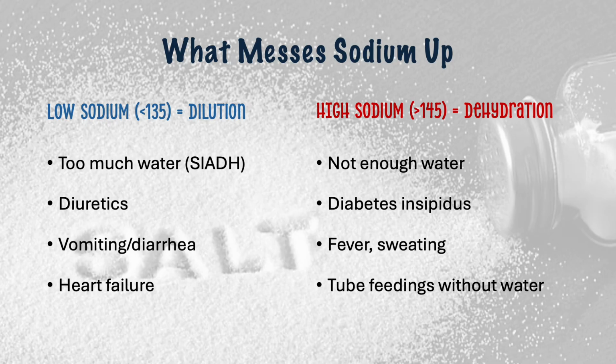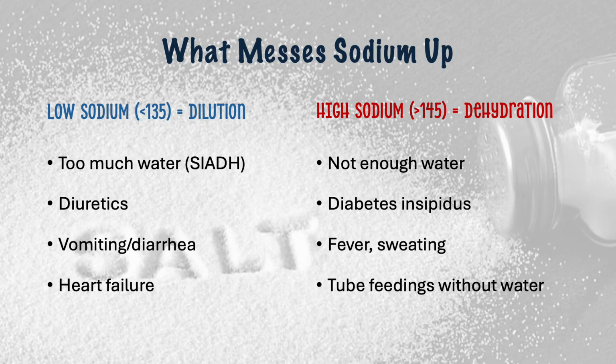For low sodium, we call this hyponatremia. This is when sodium levels are less than 135. The body is usually diluted. This can be caused by having too much water on board from conditions like SIADH. It might be from diuretic use, actually making sodium leave the body, vomiting, diarrhea, or even heart failure. In heart failure, oftentimes the patient's holding on to too much fluid that could dilute the sodium. For too much water, remember, sodium will be diluted.